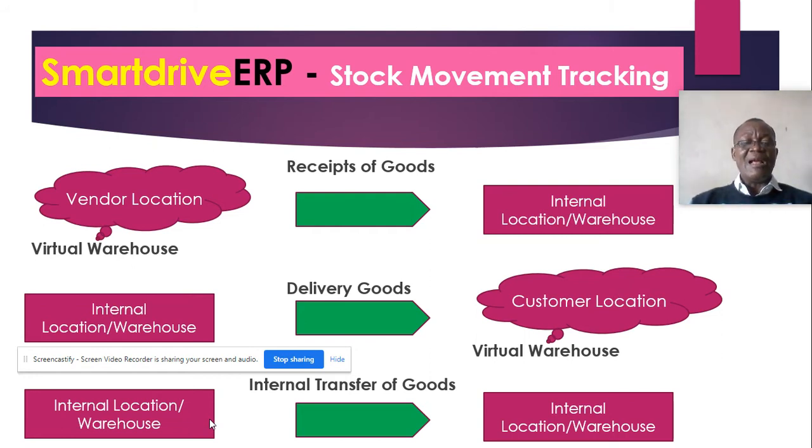Okay, and then we will also show you how we use SmartDrive ERP to track the internal movement from location to location. For instance, in Lagos, you may have a warehouse in Ikeja, and another warehouse in Lekki. And then there may be a need to transfer some goods from one warehouse to another. We see how all that is done within the system.